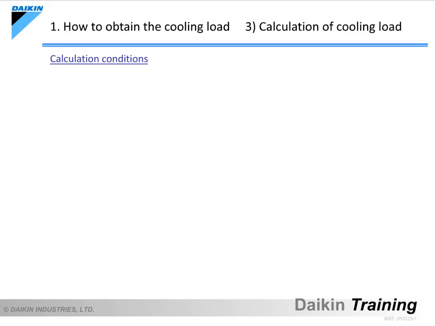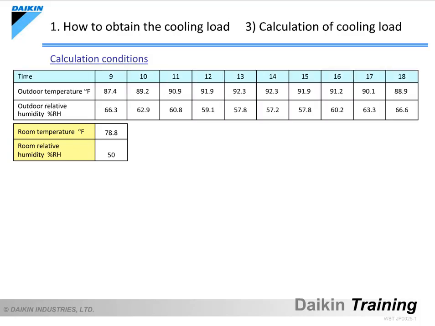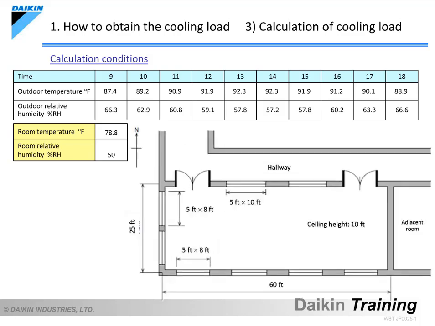The room temperature and relative humidity have been assumed as 78.8 degrees Fahrenheit and 50%, respectively. The outdoor temperature and relative humidity have been assumed as shown in the table according to the climatic conditions of Tokyo. These levels change with the time. The floor area of the room is 1,500 square feet, and the height is 10 feet. The north face of the room is adjacent to a hallway and has 2 50 square foot windows. The east face is adjacent to another room.